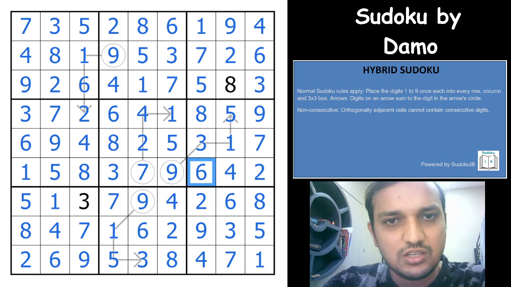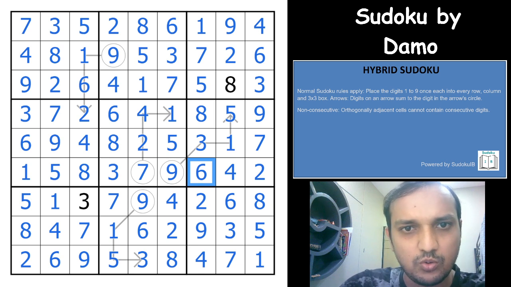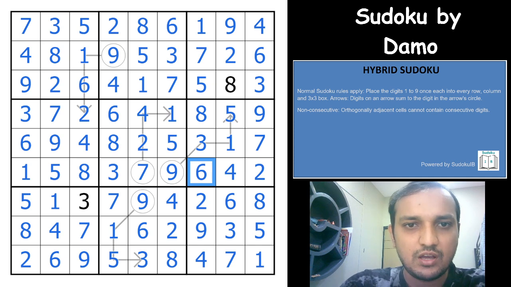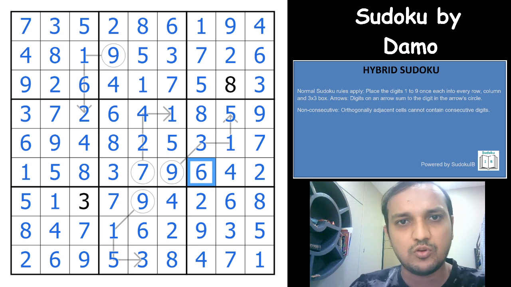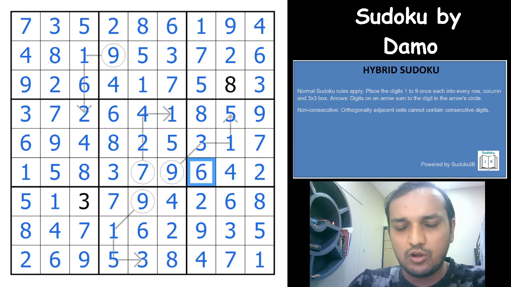I just had to check the conflict checker, but yes, it was an amazing Sudoku by Damo. I would rate this as a 3-star Sudoku. Obviously, I missed some simple deductions, but it was quite tricky. I'm not sure if that was the intended solve path, but thanks a lot, Damo, for such a wonderful Sudoku. I really enjoyed this one. Purely logical. I hope you all enjoyed this Sudoku.